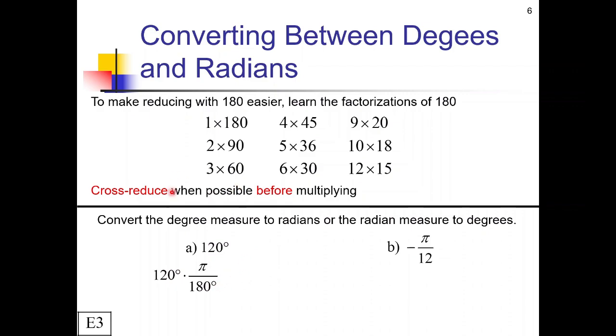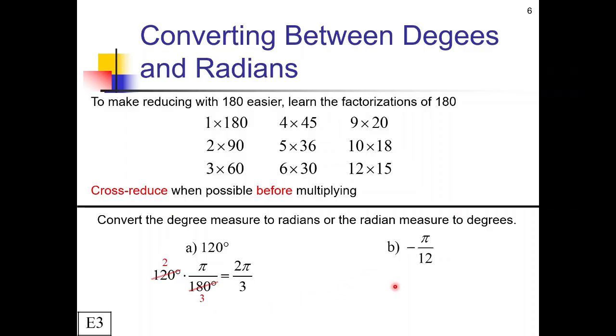And again, we can cross-reduce on a lot of these. 120 and 180, those are both reducible by 60, which is the biggest number, but you could reduce in parts if you had to. So if I reduce these both by 60, this is going to be a 2 up here and a 3 down here. So multiplying across now, that leaves me with 2 pi over 3.